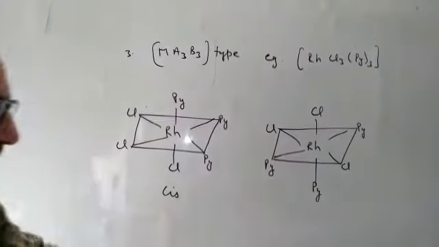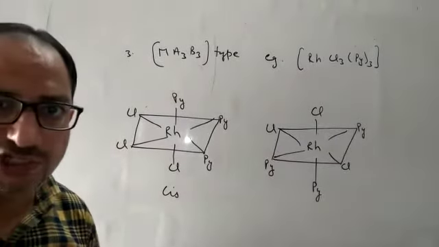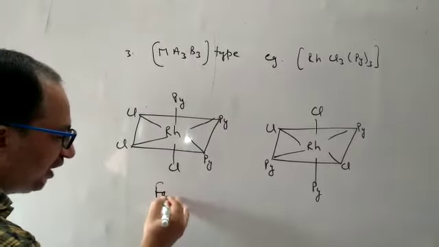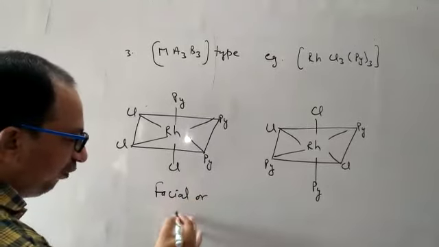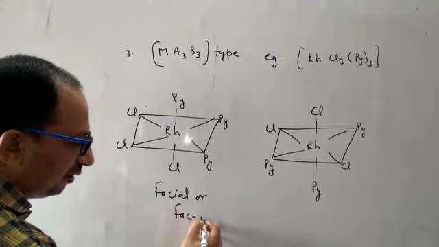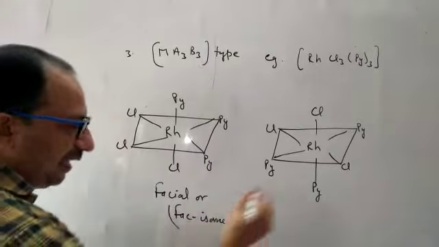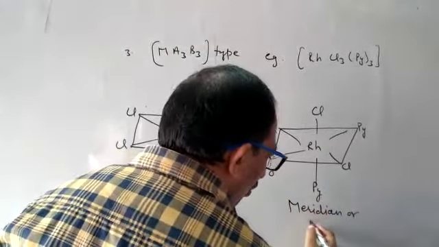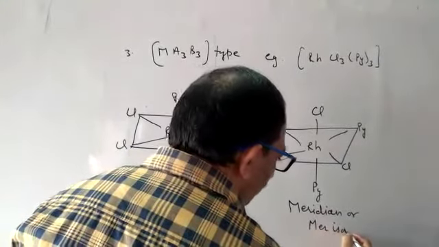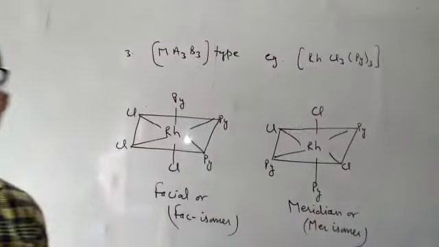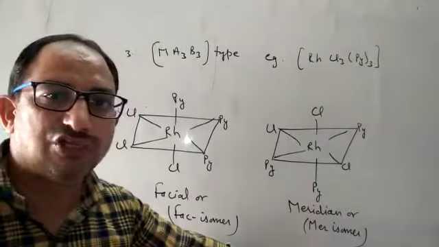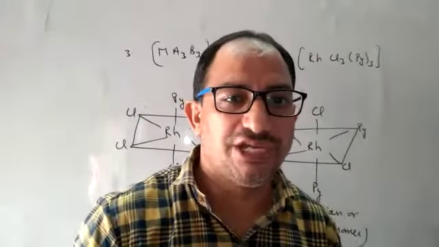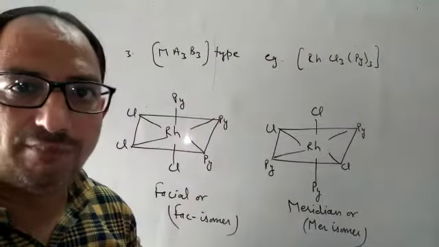Now see, we can say it cis or trans, but a special name is given to this. This is called facial isomerism, short form fac isomerism. This is the fac isomer, and this is meridional isomerism, in short mer isomerism. So it is a special kind of isomerism known as fac and mer isomerism. So this is the geometrical isomerism or cis-trans isomerism in coordination compounds.